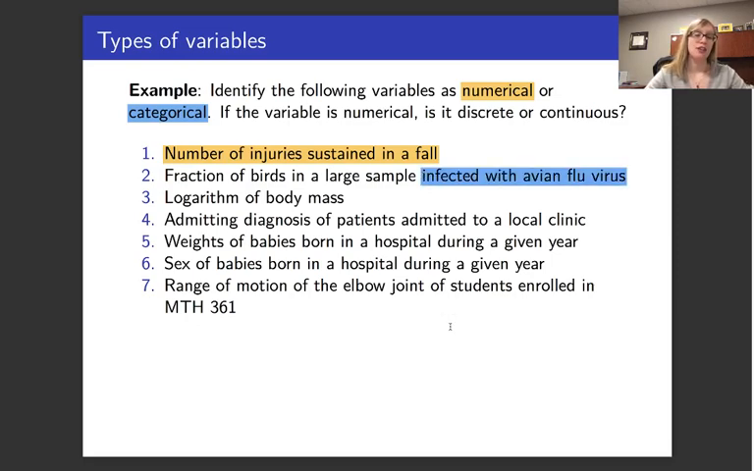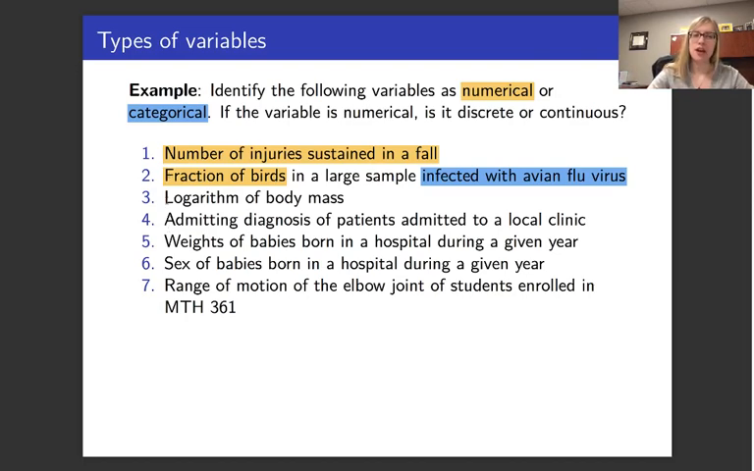Now, if I wanted to take a sample of birds from Nebraska and compare it to a sample of birds from Kansas, Colorado, etc., if the fraction is actually my variable, then I have a numerical variable. So it depends on what our variable actually is. Is it the infection status, or are we comparing the fractions?